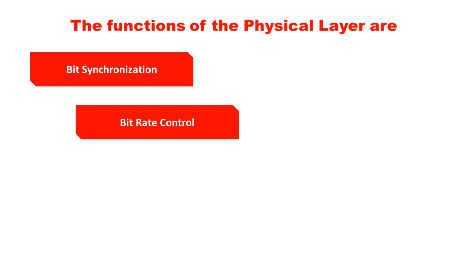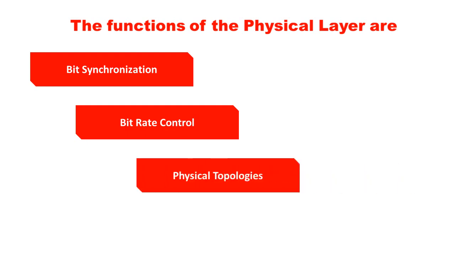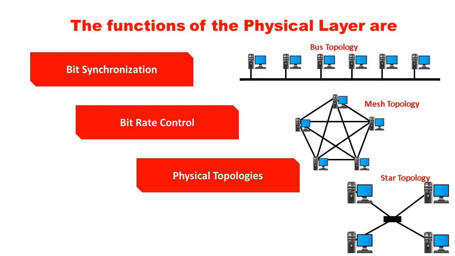Another function of the physical layer is physical topology. The physical layer manages the network topology, in which all devices and networking elements are arranged in a network. As we know, bus topology, star topology, or we can say mesh topology. These are the topologies which are managed by the physical layer.